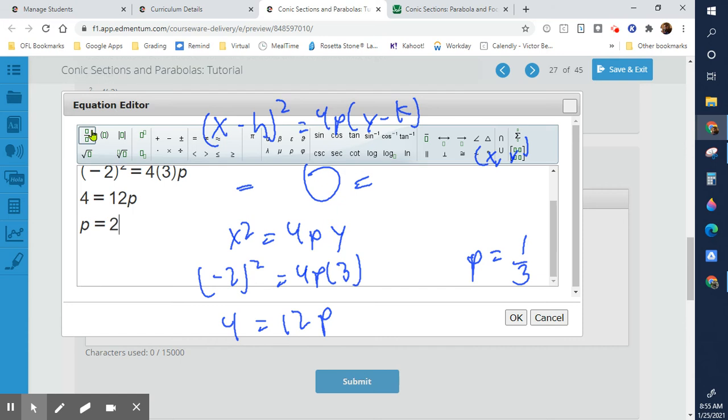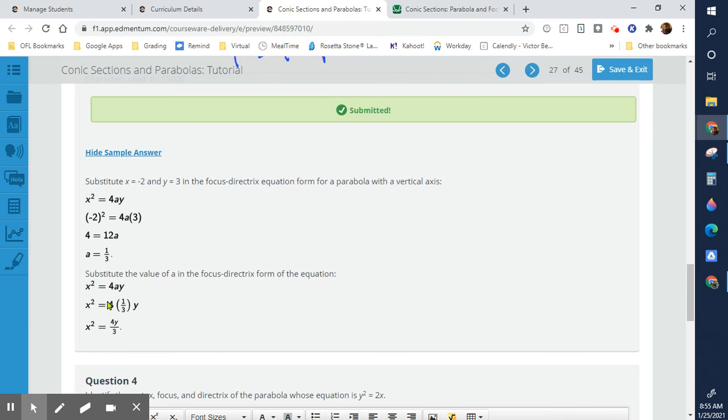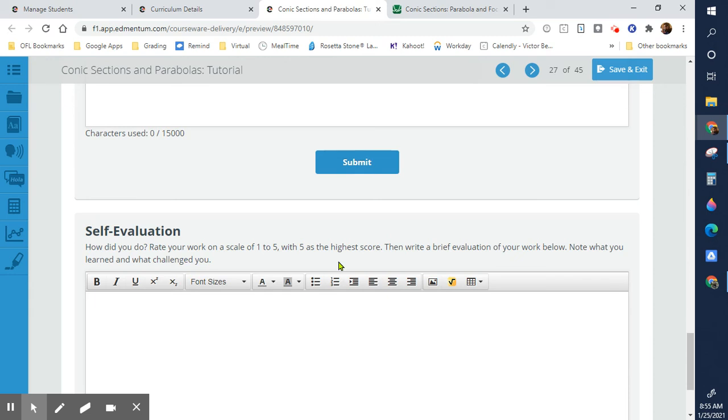No, what happened? Ergo, our formula is x squared equals 4 times 1/3, which is 4/3 y. And they put 4y over 3. Same difference. All right, so let's move on here.